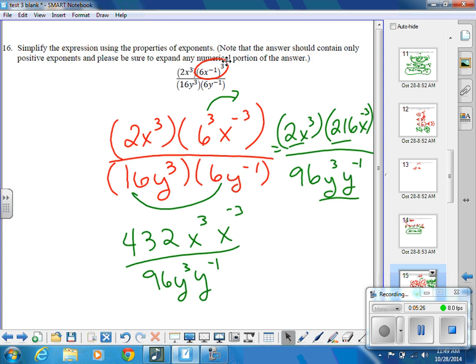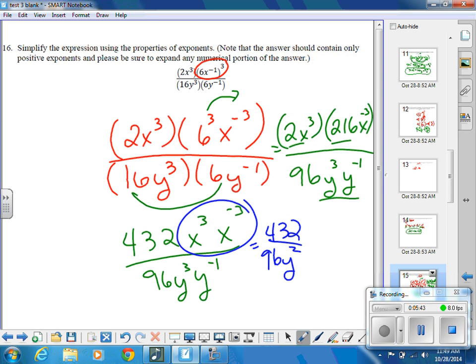Now notice, if I'm adding those, 3 and negative 3 completely cancel out. See, I didn't have to move anything. Which makes it 432 by itself on top. On bottom, I have 3 minus 1 is going to give me 2. So 96y to the 2.